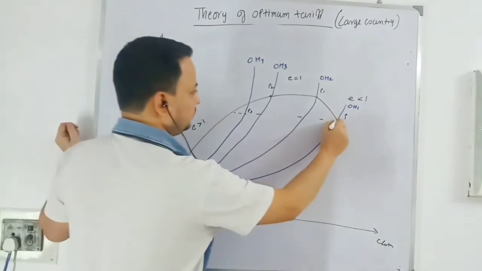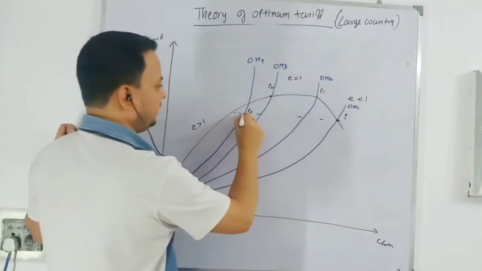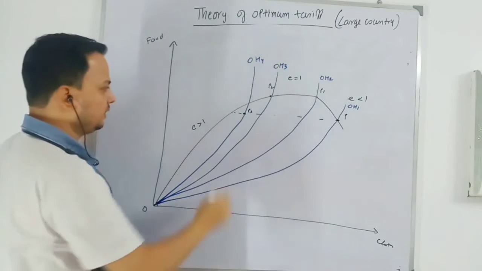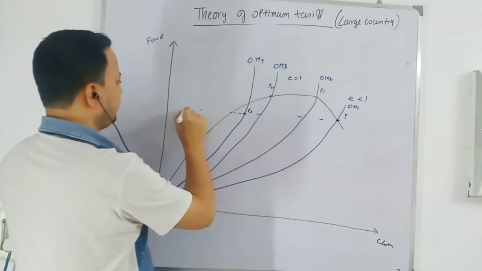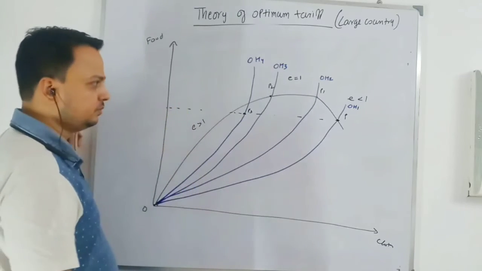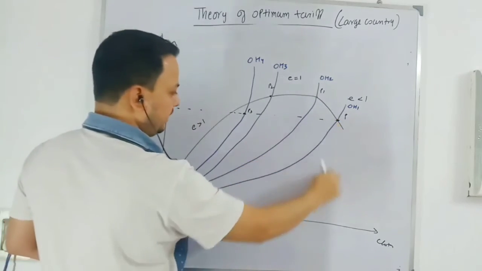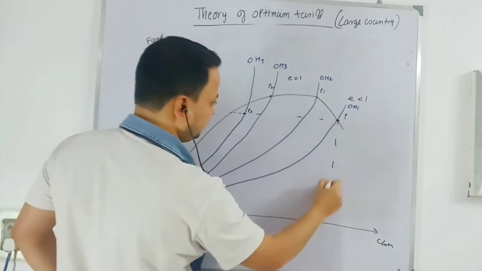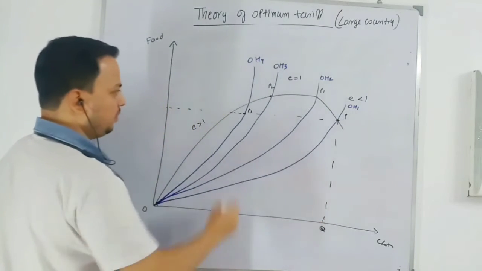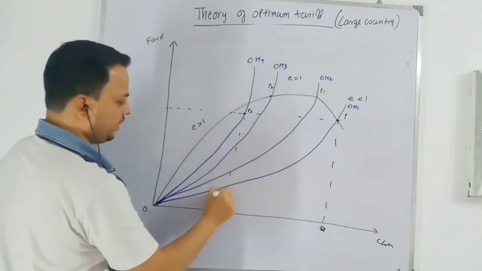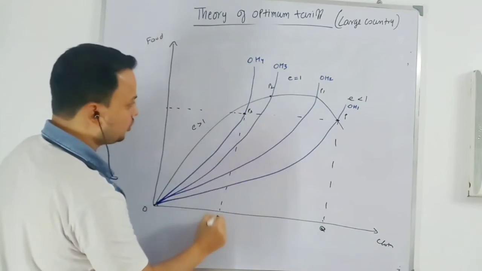Now look at this one, point P and point P3. At these two points, the home country is able to import the same amount, but at point P, it had to export more, say OQ. But at point P3, it has to export less, say OQ3.